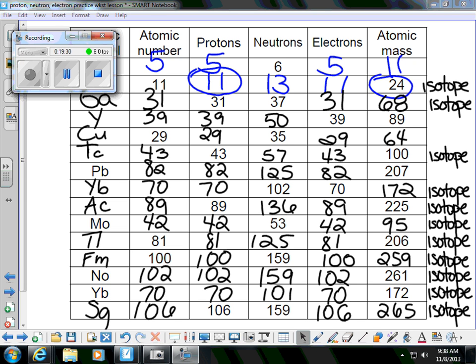So go ahead and check your answers, make sure that you got these right, and then I want you to start working on the next page, which is called Neutral Atoms Worksheet, and that is due on Monday.